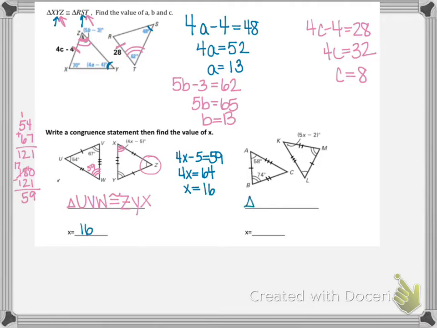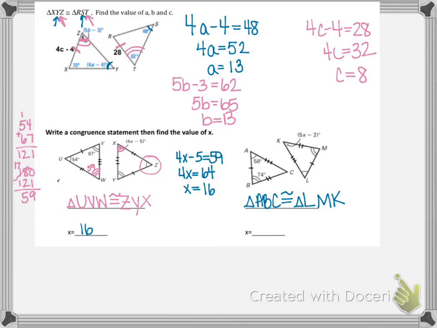Alright, we'll write a congruent statement over here first. So I've got A, B, C. Triangle ABC is congruent to triangle. Let's see. A matches up with L, so L has to come first. B matches up with M, so M has to come second. C matches up with K, so K has to come last.